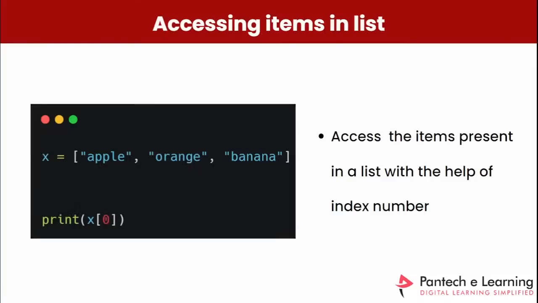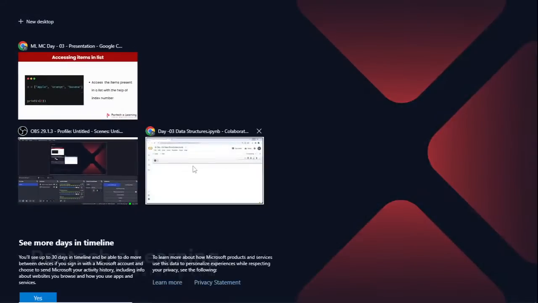So how to access items inside a list? Once again, you can use index. In the 0th index you will have the first element. So if you get the 0th index you won't get just A, you will get the whole apple. If you go with first index you will get orange, and with second index you will get banana. I'll do that in Colab.